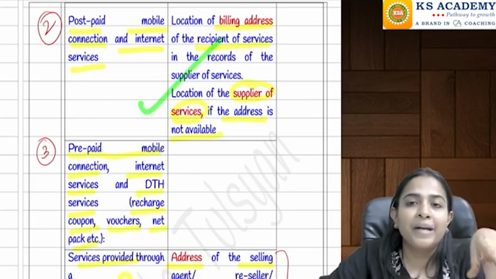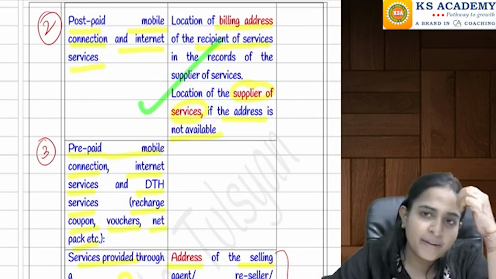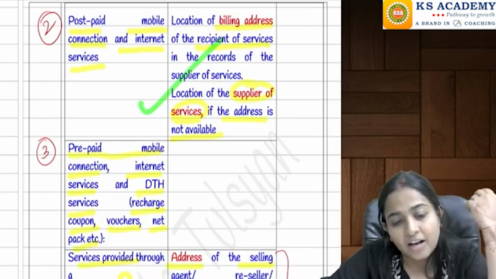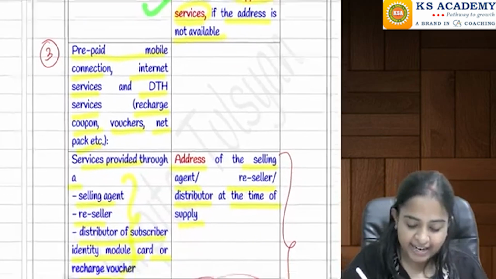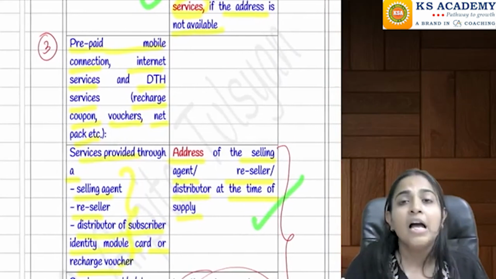Then about prepaid. If prepaid vouchers are being sold by agents, distributors, etc., then the address of that selling agent will be considered as the place of supply.